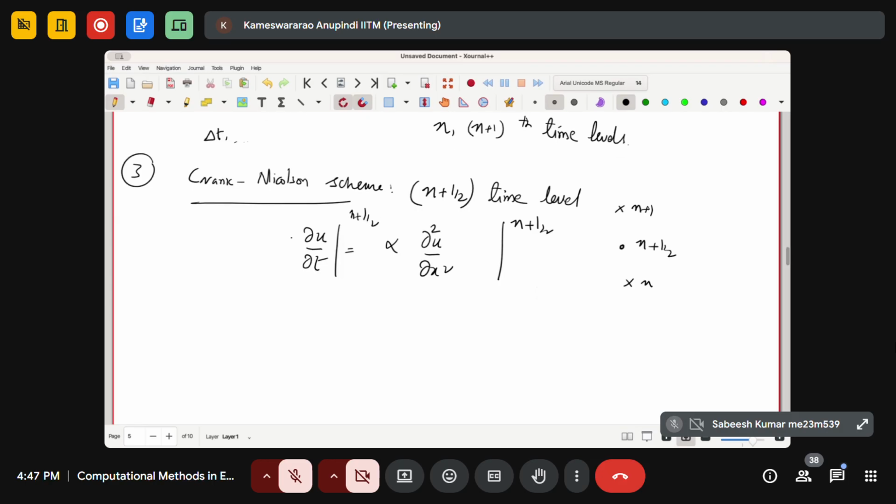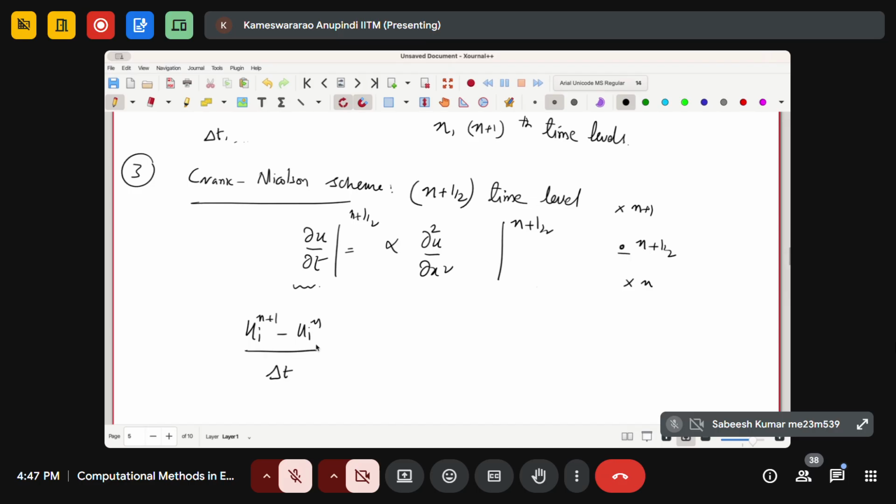How do I calculate this at n plus half? You should think of n plus half as being the midpoint of n and n plus 1. That means we are applying some kind of a centered scheme between n and n plus 1 about n plus half, right? That means this is going to be ui n plus 1 minus ui n divided by delta t.